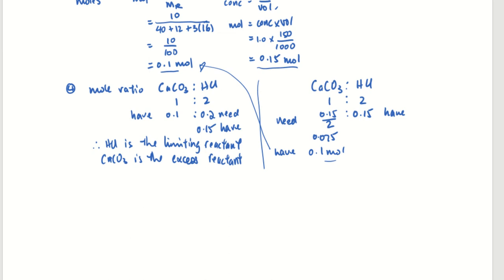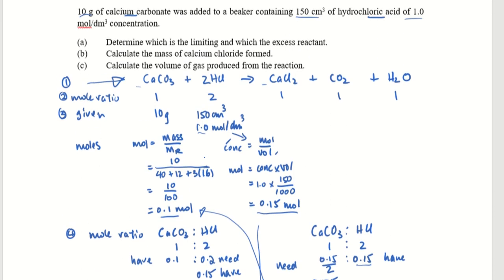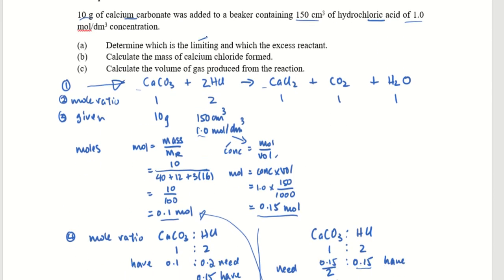We can therefore see that we still arrive at the same conclusion, that since we have more calcium carbonate than we need to react with all of the hydrochloric acid, calcium carbonate is the excess reactant and hydrochloric acid is the limiting reactant. So we have established the limiting reactant. Therefore, the limiting reactant here is hydrochloric acid and the excess reactant here is calcium carbonate. Okay. So now we have done A, let us do B. Calculate the mass of calcium chloride formed.